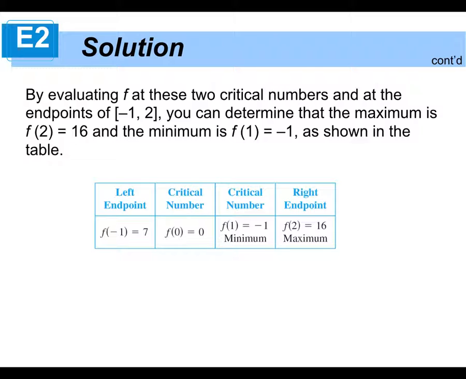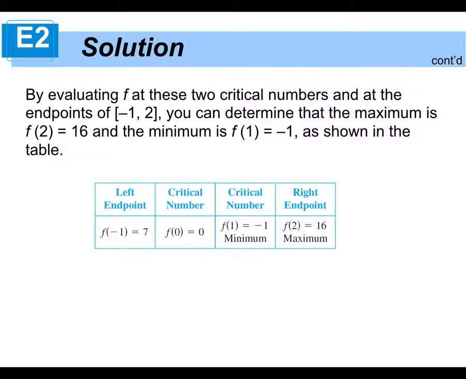Don't overthink it from this point on. You simply look for the biggest value. And remember, we're looking for y values here because we want to know how high up or down it is. The biggest value is 16, so that makes an absolute maximum at 2. The smallest value is negative 1, so that puts an absolute minimum at 1.